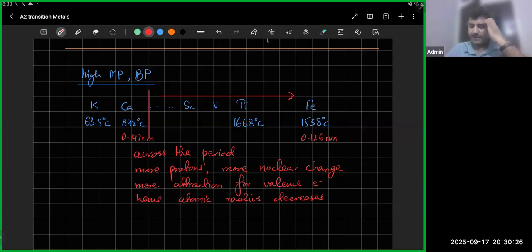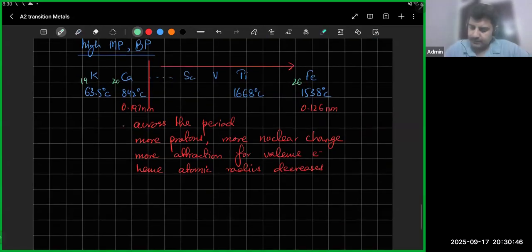So basically, what happens is that the size of the atom of iron is much smaller compared to, let's say, calcium. Potassium is going to be even bigger because potassium has even fewer protons in its nucleus. Okay, this is 19, this is 20. Iron over there is 26 protons. So that's point number one, which is that the atomic radius decreases when you move to the right. And the second point is that there are more delocalized electrons.